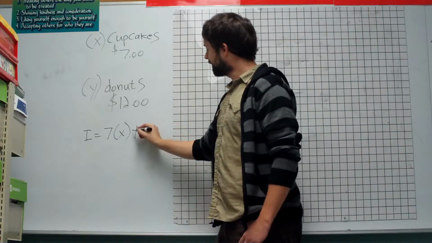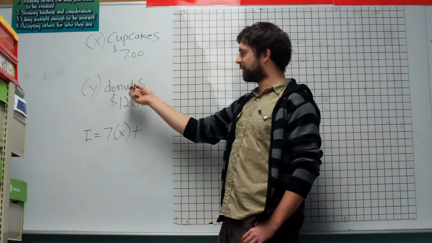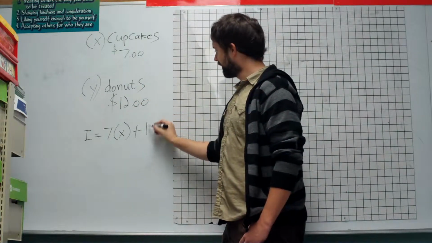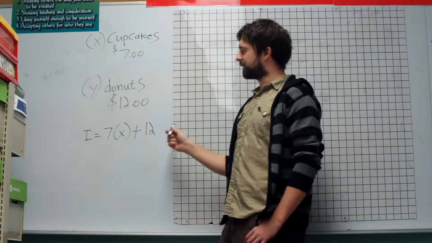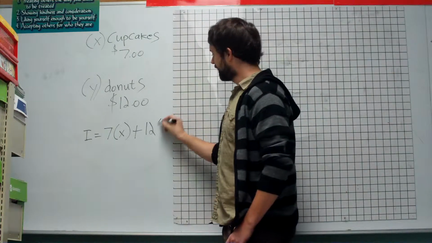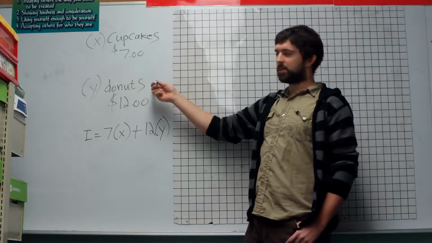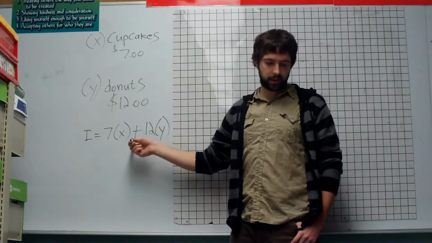But our income is also based on the amount of donuts we sell. So how much do we get for one donut? $12. What variable are we using to represent the number of donuts sold? Y. There we go. We found our 2 variables in our problem, and we created our income equation.